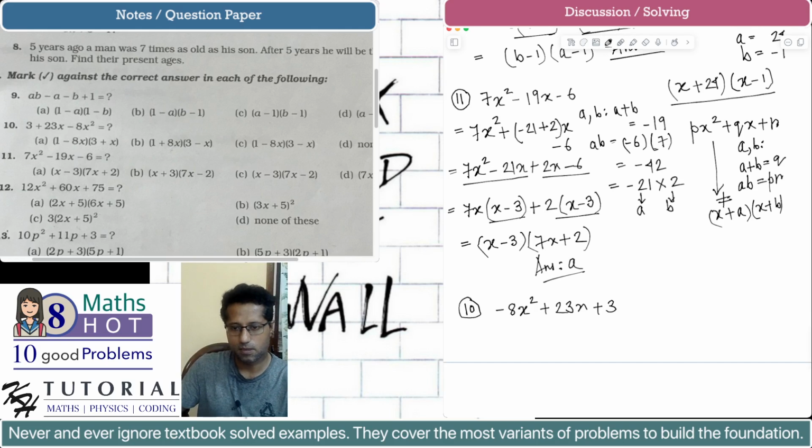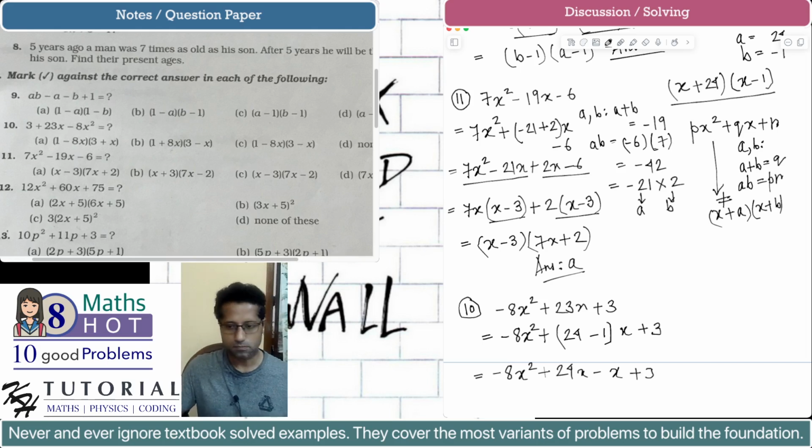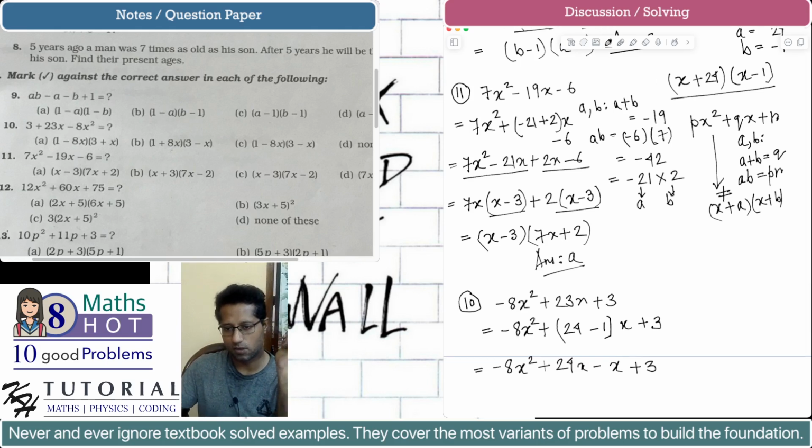So what I will do is, I will write the expression again, but I will express the coefficient of x as a plus b, that is 24 minus 1, and I have x plus 3. So after further simplifying, we get minus 8x square plus 24x minus x plus 3. So now we will form groups, two groups. The first two terms will make the first group and the second two terms will make the second group.